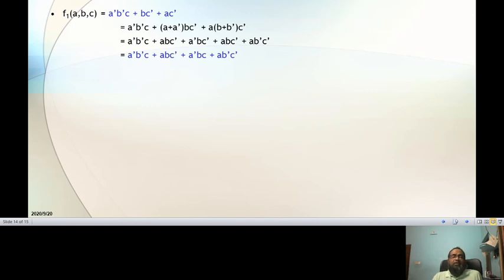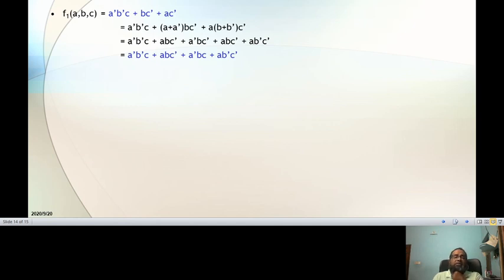See here how to convert this into canonical form. The first term is of course in the canonical form, but the second and third are not. So what you have to do is, in the second term, add a plus a bar, because a is missing, and a plus a bar is 1. Putting in a plus a bar will not change the value of the expression. Similarly, in the third term we can put b plus b bar. Then you have to expand.